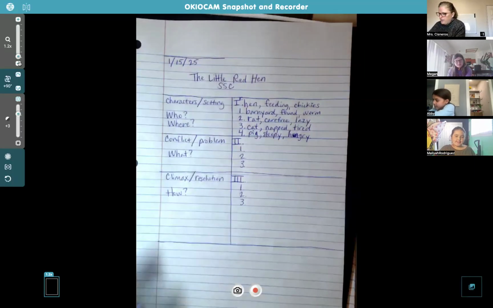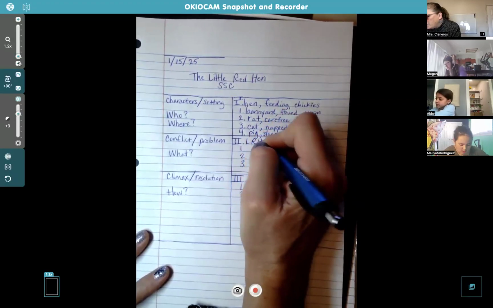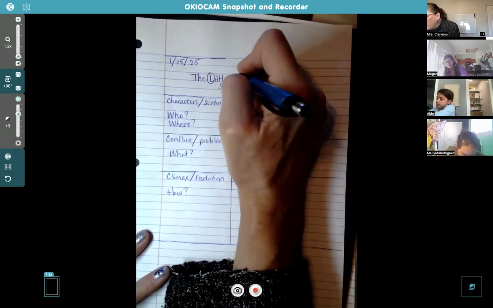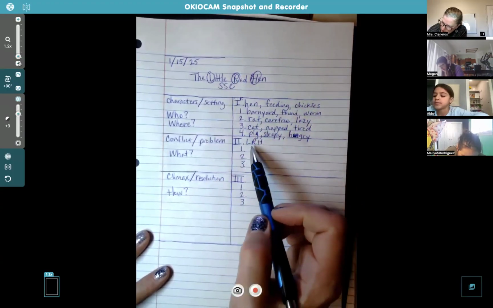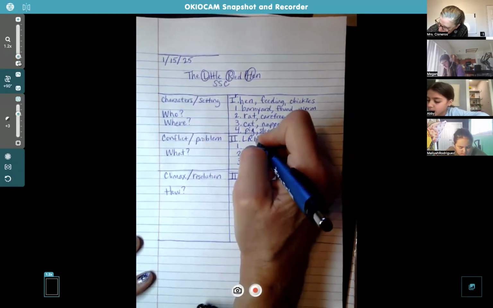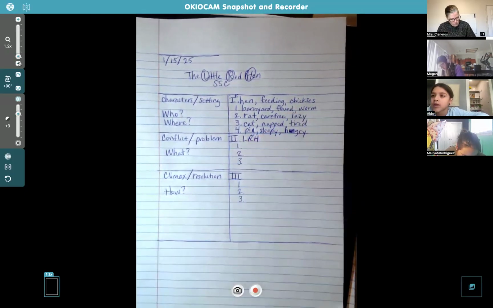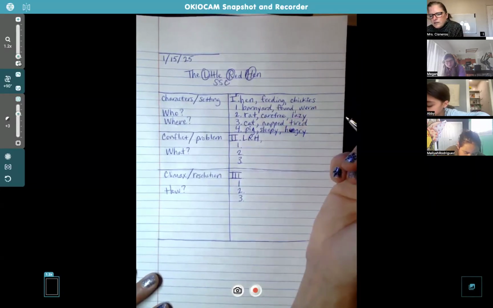Very good. So I think we should, what if we put LRH for little red hen? Circle those letters in your title. And then we'll remember LRH is going to stand for little red hen. That way we don't have to use that word. She found, what kind of a seed was it, Malia?